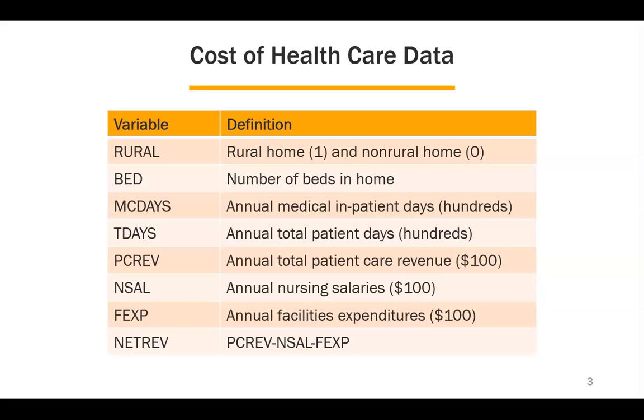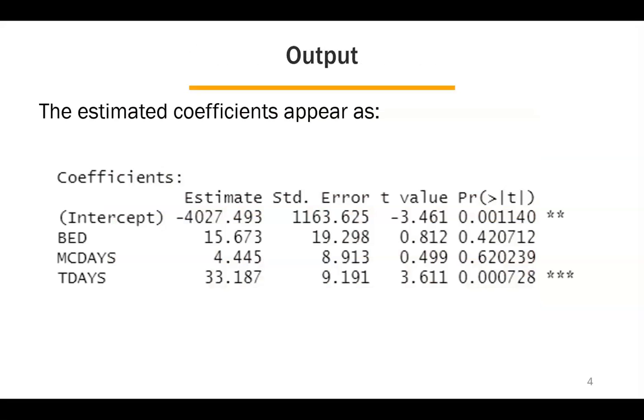So I'm going to use the cost of healthcare data. These data were shown in a previous video. So you have the variable names here: rural, bed, MC days, T days. The regression is going to involve net rev, or net revenue, as the dependent variable, and then bed, MC days, and T days as the explanatory variables. We're going to get this output here, but let's go ahead and go to the R code that generates this output.